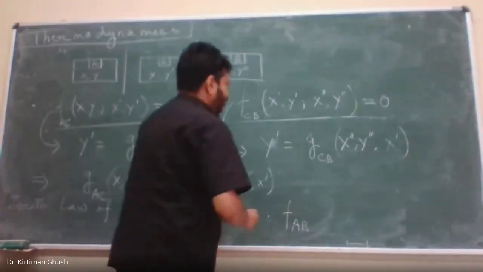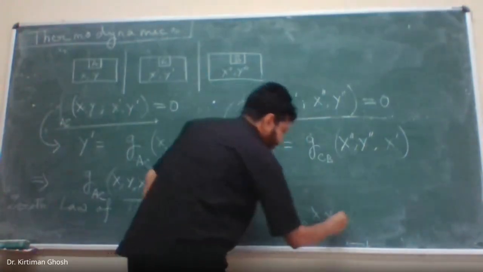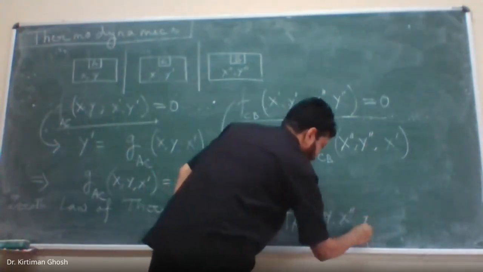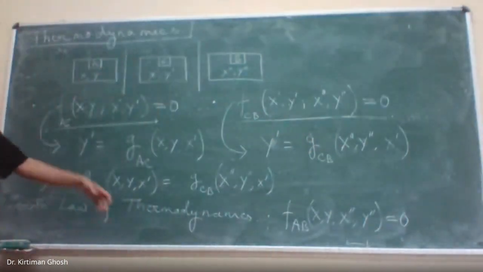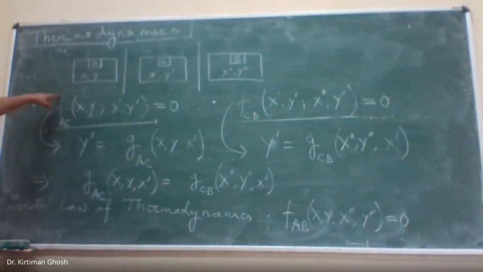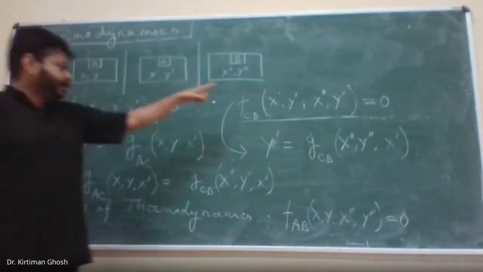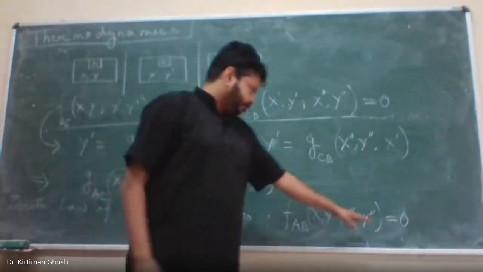So f of AB, this will be a function of x, y, x double prime, y double prime, is equal to 0. It is important to note that the exact functional forms of FAC, FCB, and FAB may be completely different, but that is not the point. The point is there exists a functional form like that. So the zeroth law of thermodynamics tells you that there should exist a relation like this.